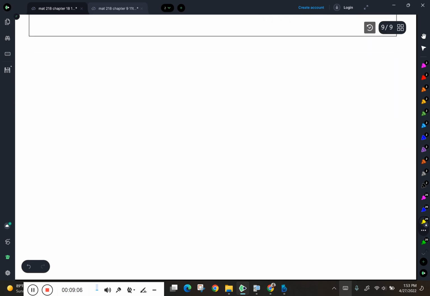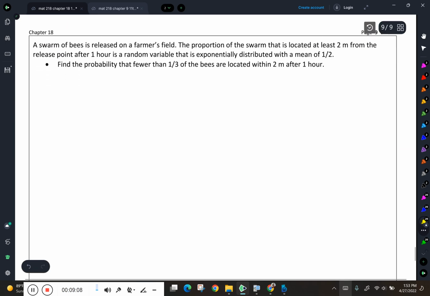All right, let's take a look at another one. It's the last one, and then we're done. I'm so excited. A swarm of bees is released into a farmer's field. The proportion of the swarm that is located at least 2 meters from the release point after 1 hour is a random variable that is exponentially distributed with a mean of 1/2.